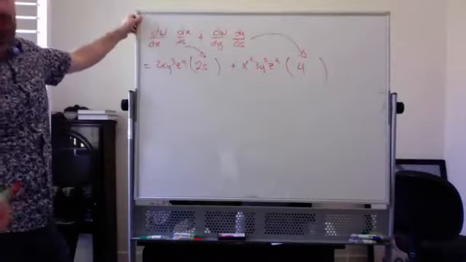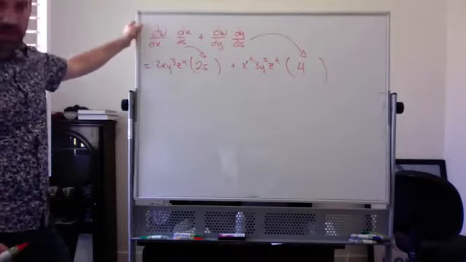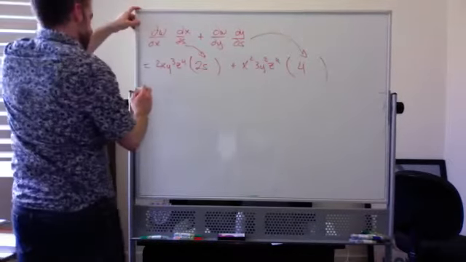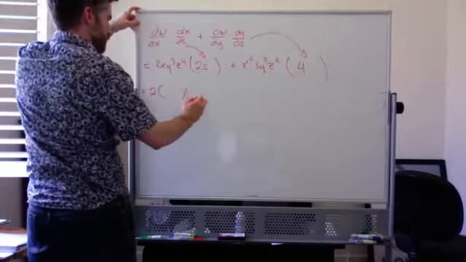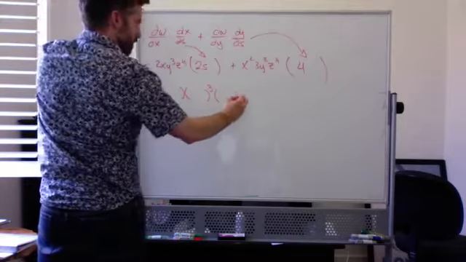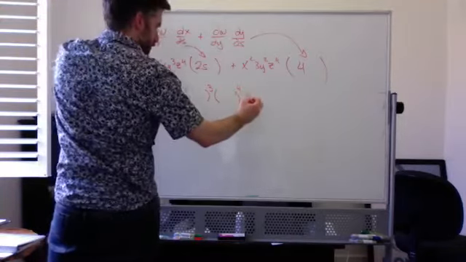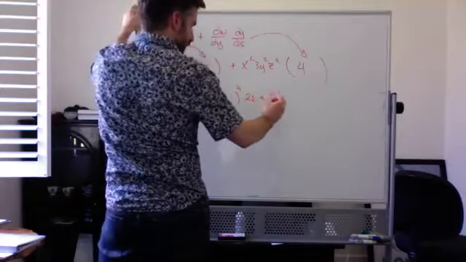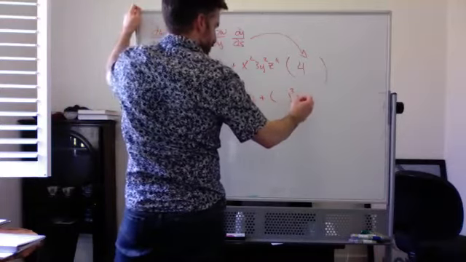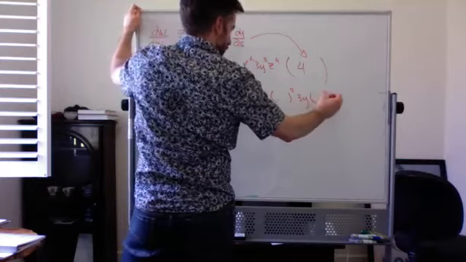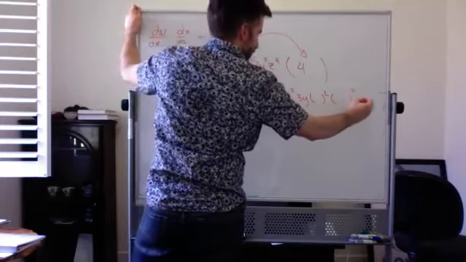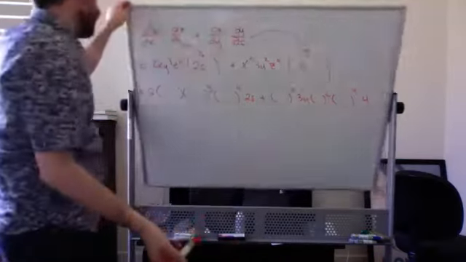And then we could go and plug in whatever x, y, and z are. So again, this would look like maybe 2 times what x is, times y cubed, times z to the fourth times 2s, plus again whatever x is squared times 3 times whatever y is squared times z to the fourth times 4. And you go back and plug those in, right?